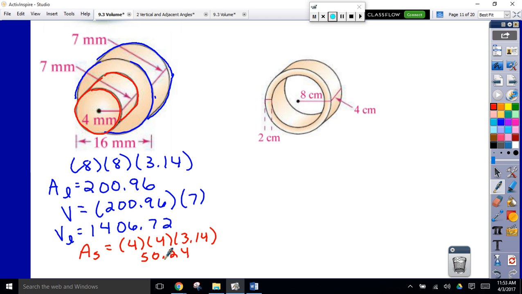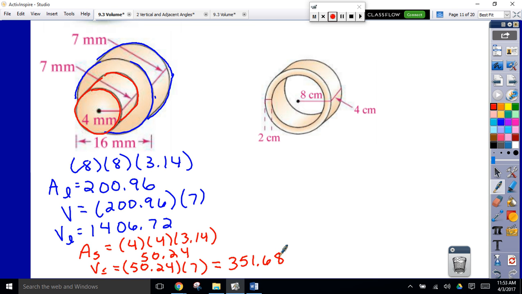Now what is W, Michael, for that cylinder? 7. It's also 7. So the volume of the small cylinder is going to be 50.24 times 7, which is what? 351.68.